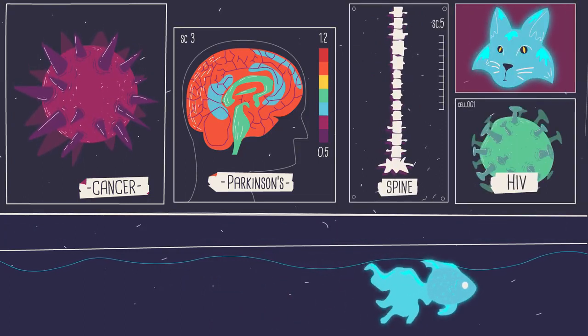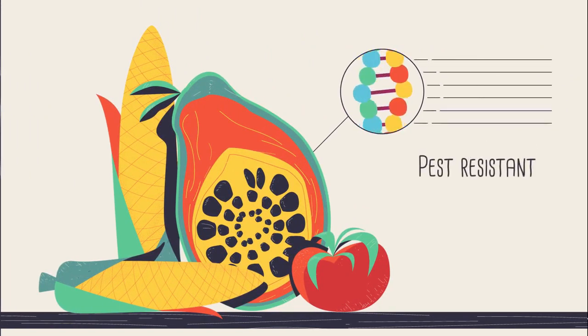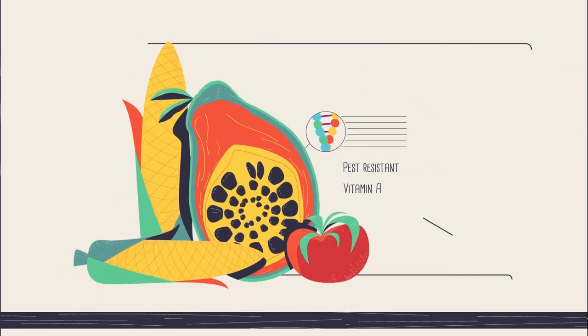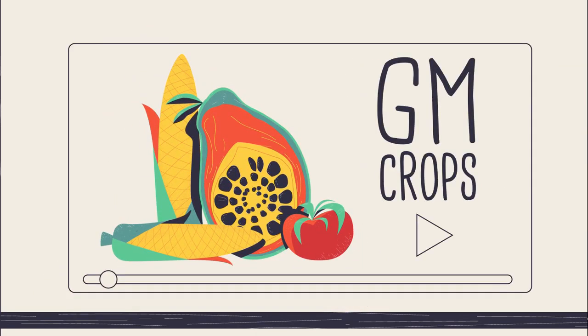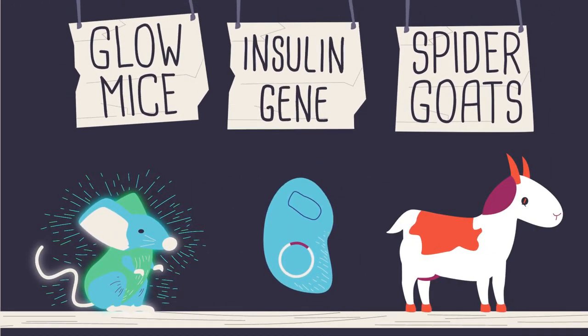Crops can also be genetically modified to make them more pest resistant, to have nutritional benefit like additional vitamin A. To learn about GM crops, watch this video. So there we have genetically modified organisms that have had their DNA modified for some different uses.